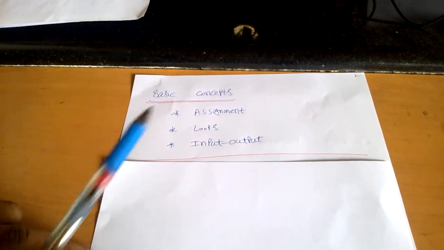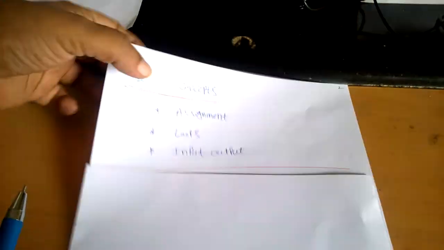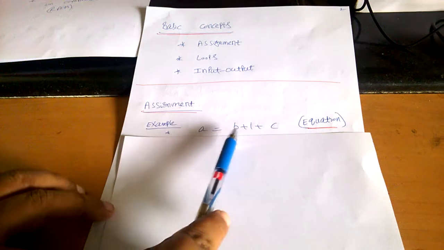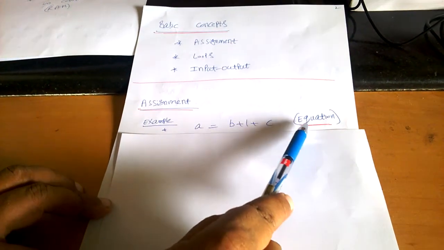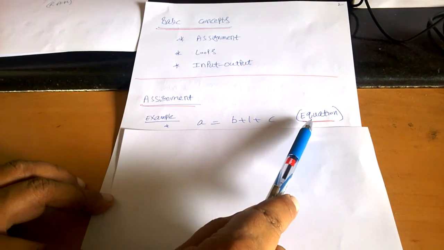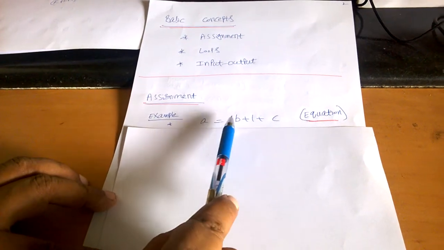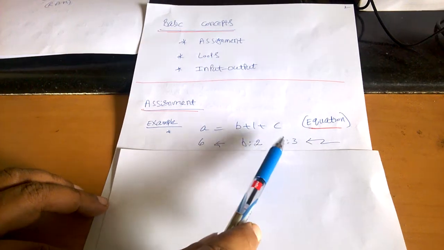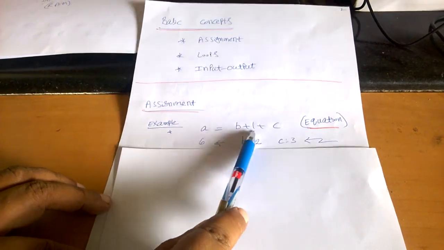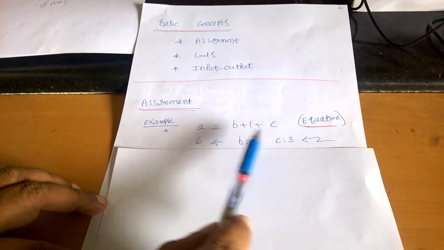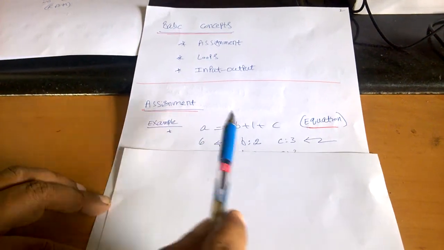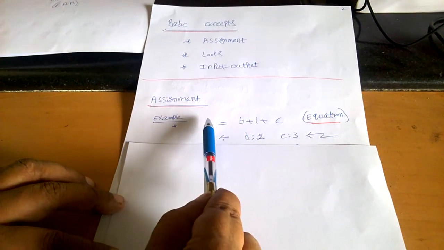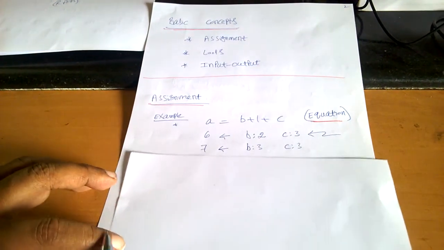Now we look at them one by one. The first one, assignment. Let's take an example. A is equal to b plus 1 plus c. This is a simple mathematical equation which says a will be b plus 1 plus c. If b is 2 and c is 3, we get 2 plus 1 plus 3, which is 6. 6 is going to be put back into a. So the right hand side is computed or evaluated, and the result is put back into the left hand side variable.